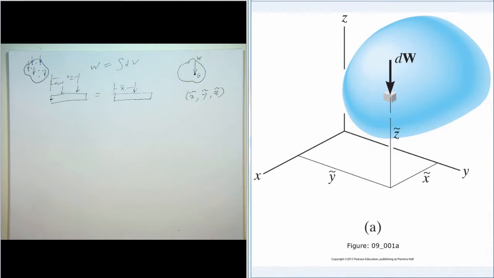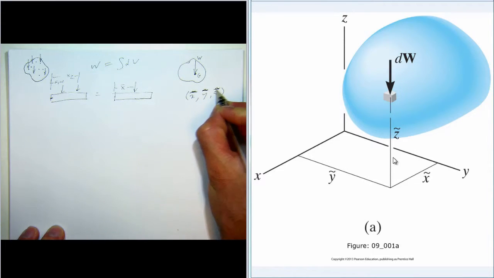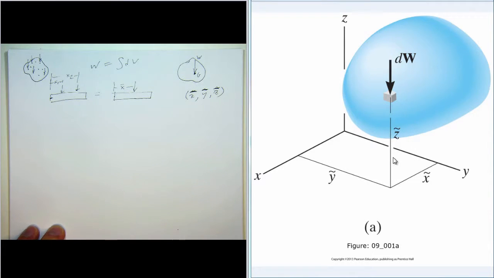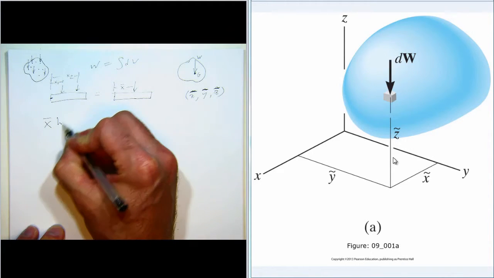So you see in the figure on the right that each dw, each small weight, is going to generate a moment about x. So if we take the integral of all those weights, then we can use that to get the location of G, x bar, as we'll call it. So x bar is the location of the centroid. X tilde is the location of each infinitesimal weight, or each particle. So that equation is x bar times w.